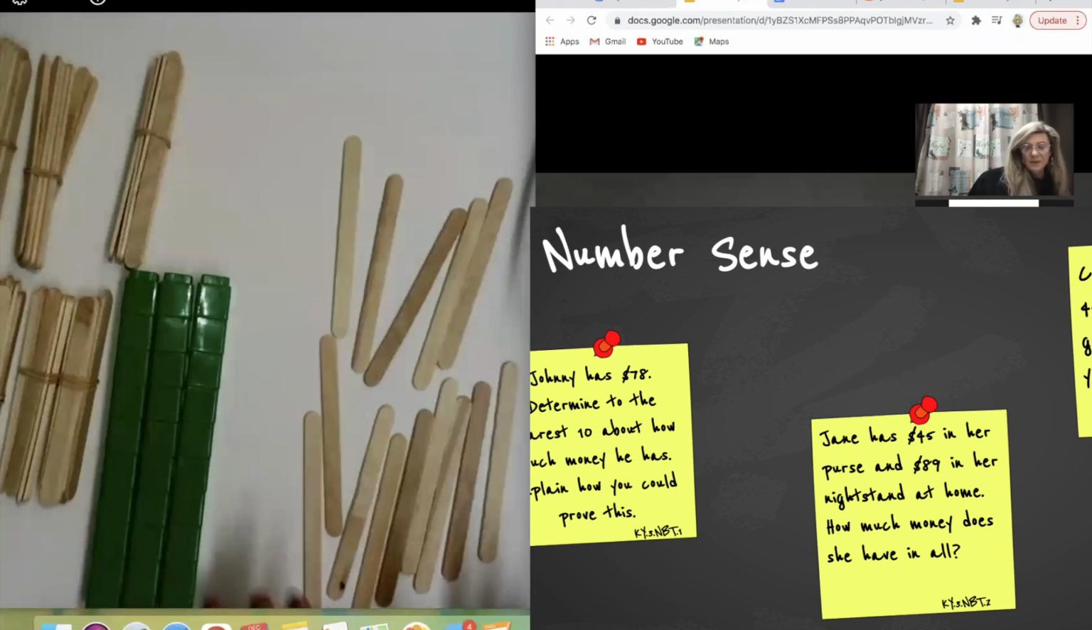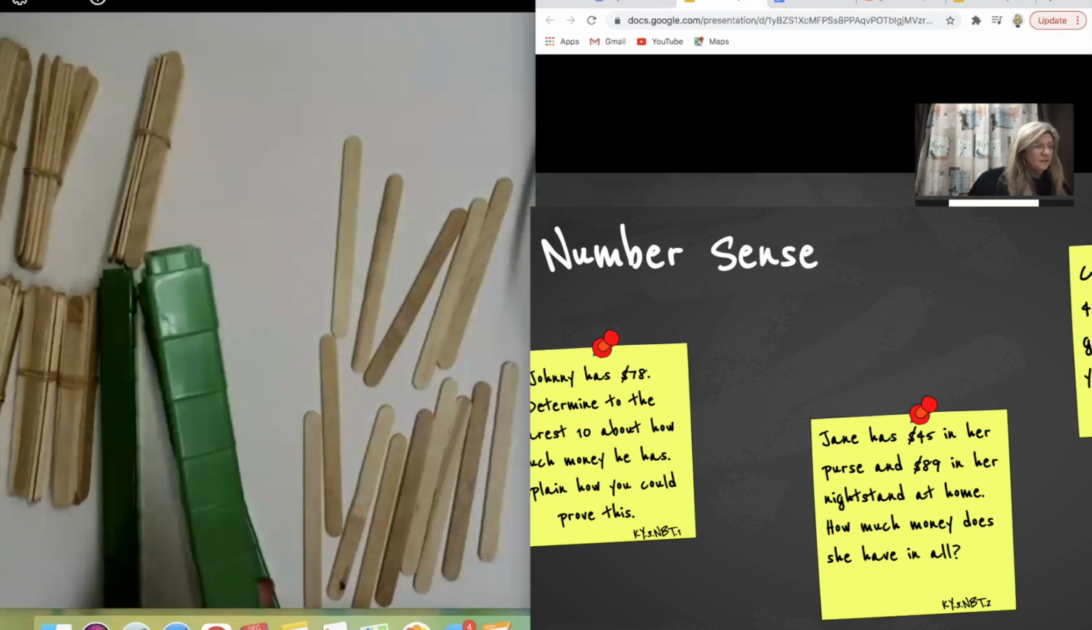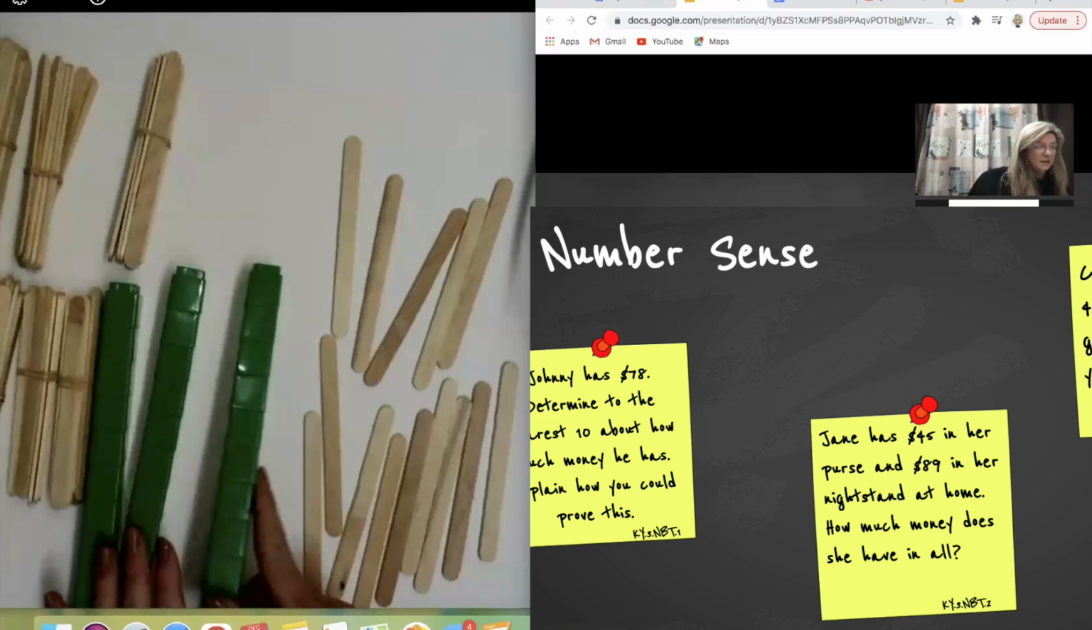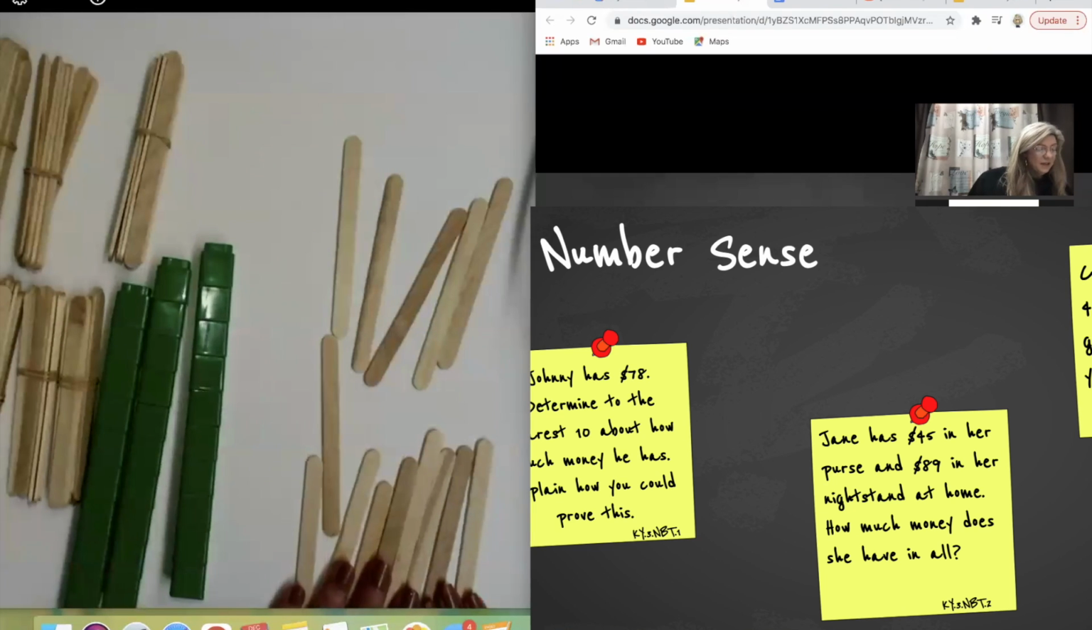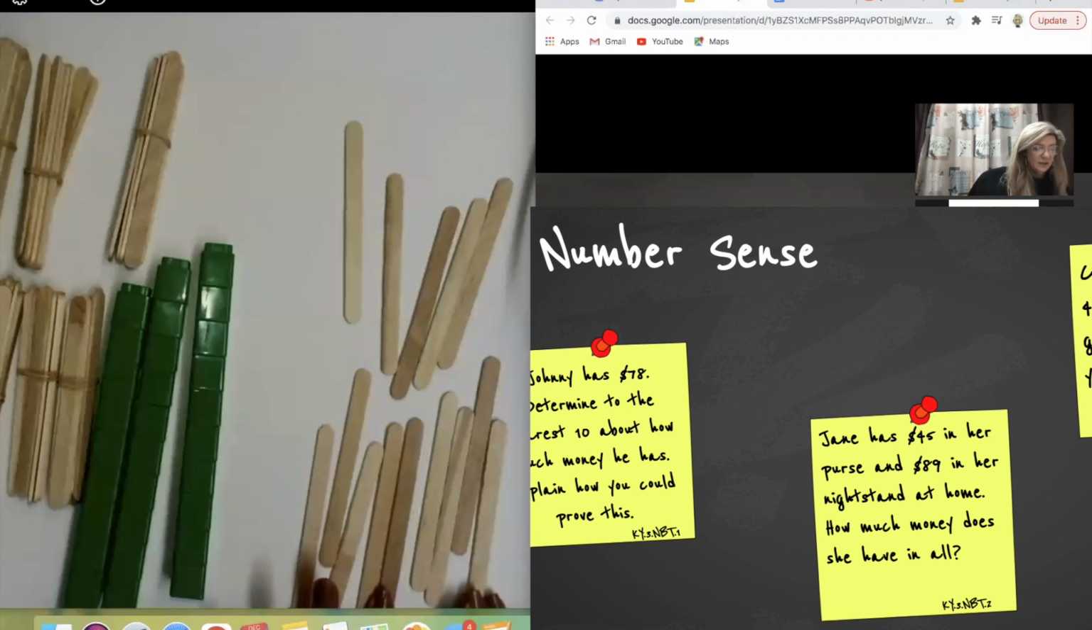And before I would even attempt a problem like this, I would have had my kids already working and bundling and making 10s. Taking your units, if you have these, take your single unit ones and bundle them into trains of 10, or take your single craft sticks and bundle into 10.